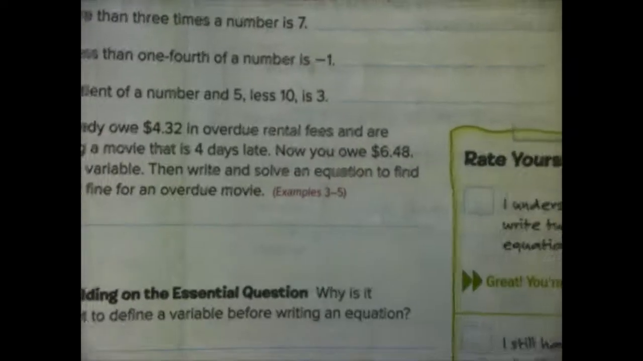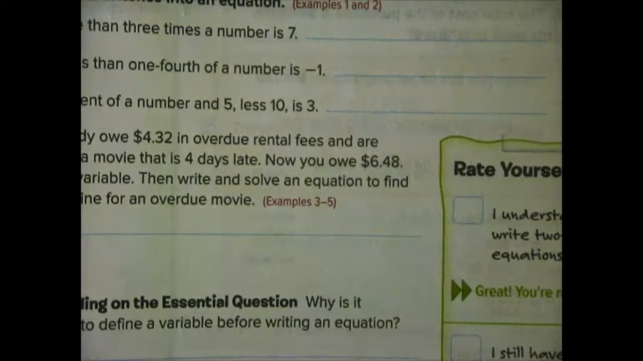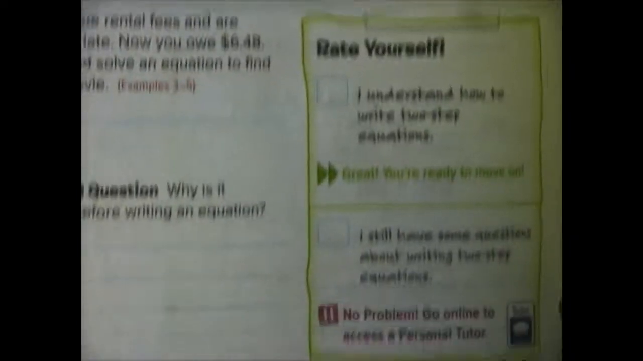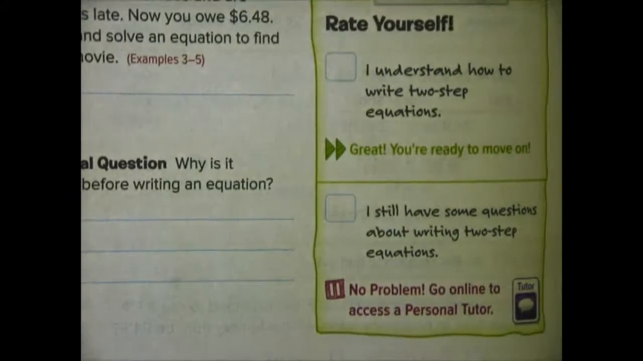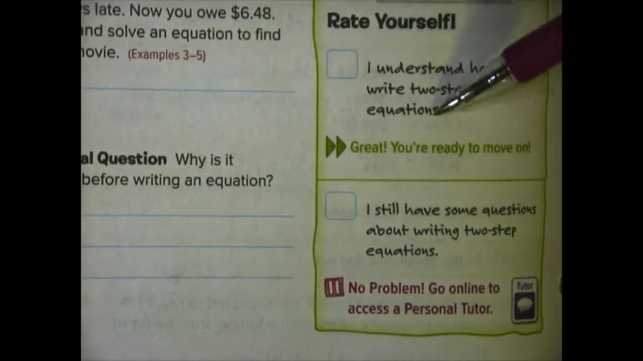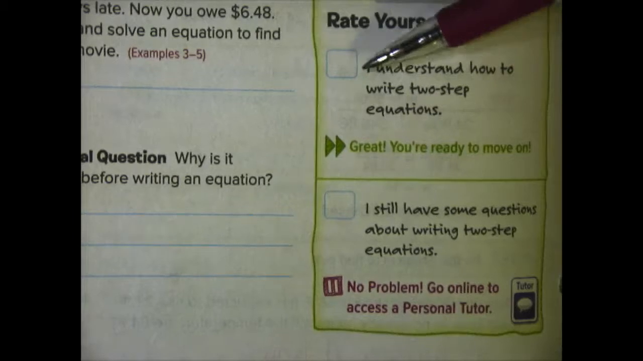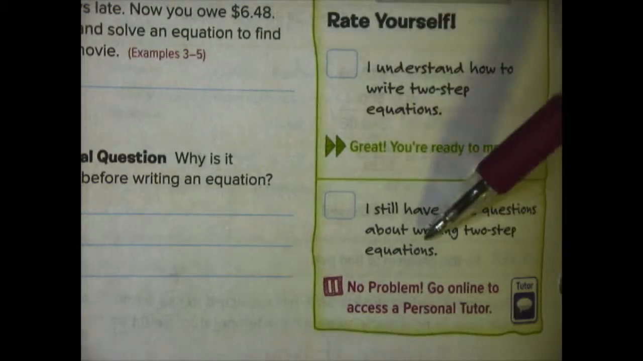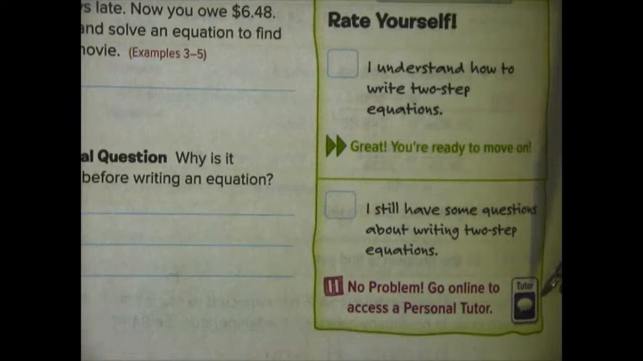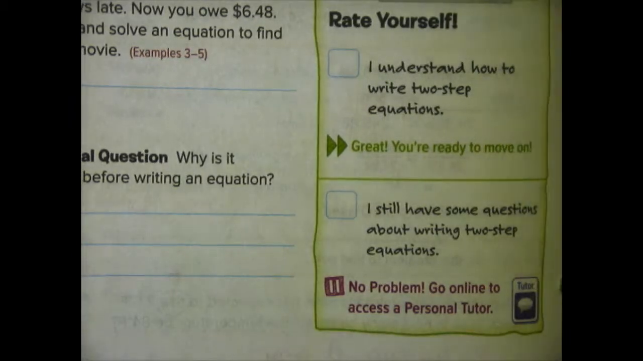Take a few minutes and work the problems at the bottom of page 132 in the guided practice. Work problems 1, 2, 3, and 4. And then over to the side where it says rate yourself, once you're finished working the problems, rate yourself. Do you understand how to write two-step equations? If so, put your X here. If you still have some questions about writing two-step equations, put your X here, and then go ahead on to ConnectEd and look at the personal tutor on this page of your book, and they will help you with some extra problems to show you how to work them. Bring this back tomorrow and we'll go through it together.